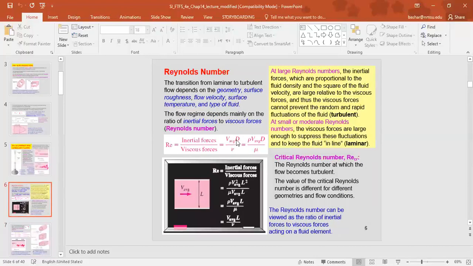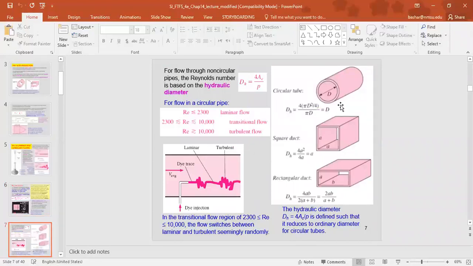The Reynolds number, as in the previous slide, was based on the diameter. In case the pipe or the conduit was not circular, then we introduce a hydraulic diameter. The hydraulic diameter is defined as 4 times the cross-sectional area divided by the wetted perimeter. So in the case of circular tube, we can check that the hydraulic diameter is the same as the diameter. While for a square duct, the hydraulic diameter is simply the edge length. For the rectangular duct, the hydraulic diameter is, as shown here, twice AB divided by A plus B.